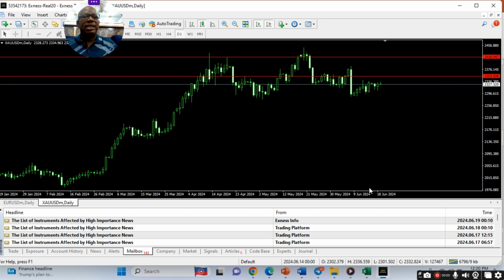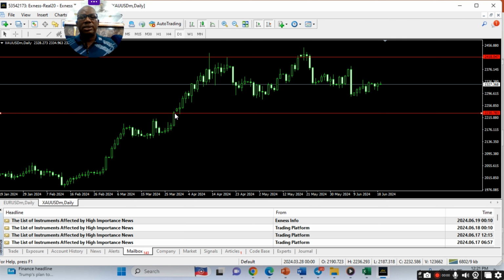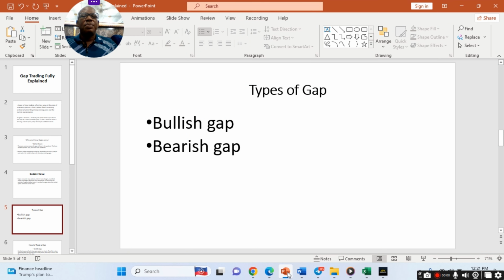Now, a bullish gap is when the market is going up, as in this case. This is a very small one. You see where the market closes, and where the market opened. You can see there is a gap between the market close and the market open, but it is in the up direction. So that is what we mean by bullish. I've described a bearish gap.